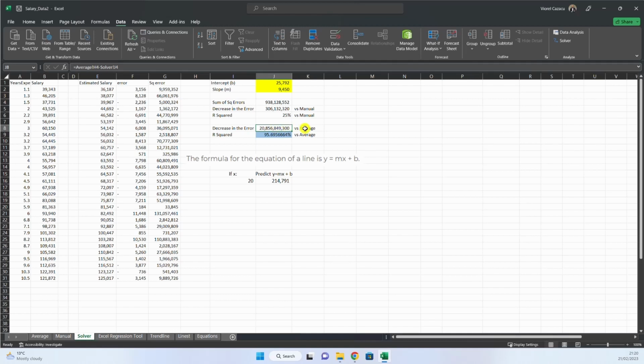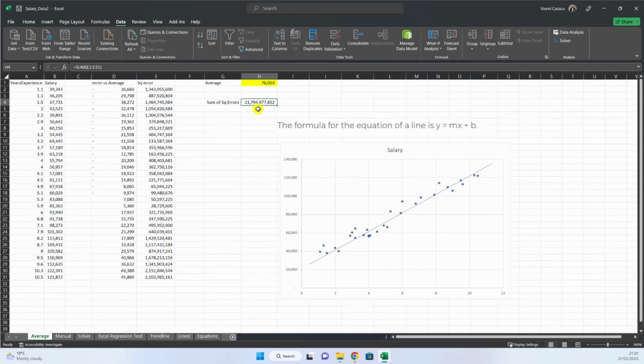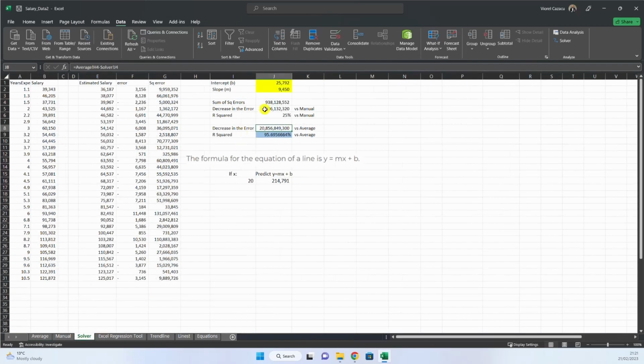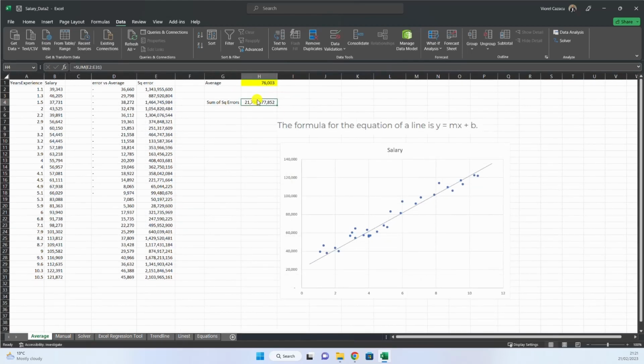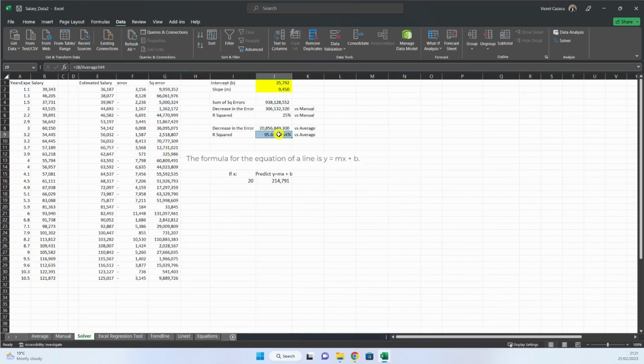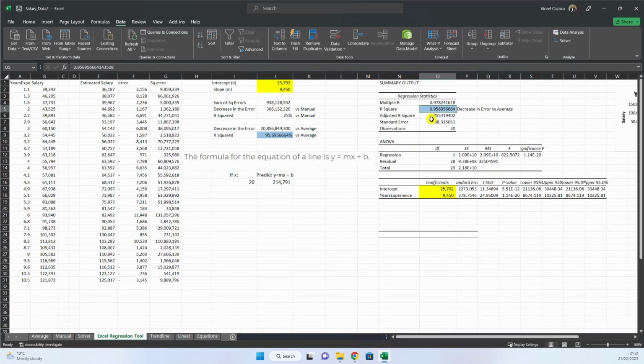We calculate versus the average what is the decrease in error. So this 21 billions minus this almost 1 billion, so the decrease is 20 billions, and the R squared is the variation of the decrease, so the difference, divided by the sum of square errors from the average, and this is actually the R squared, 95%, that you will see here.